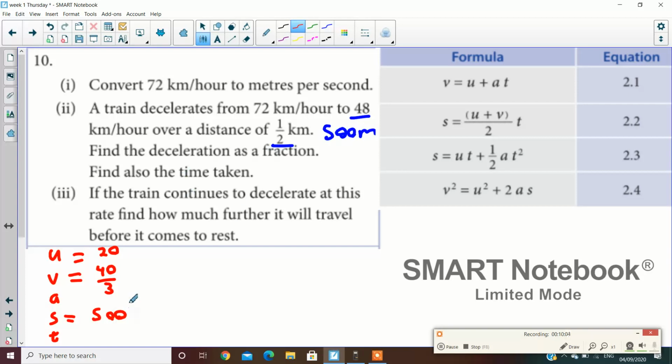You want to find the a value. So my suggestion is equation 2.4, okay, because you have 3 out of the 4 letters. So what we're looking at here is 40 over 3 squared equals 20 squared plus 2a.